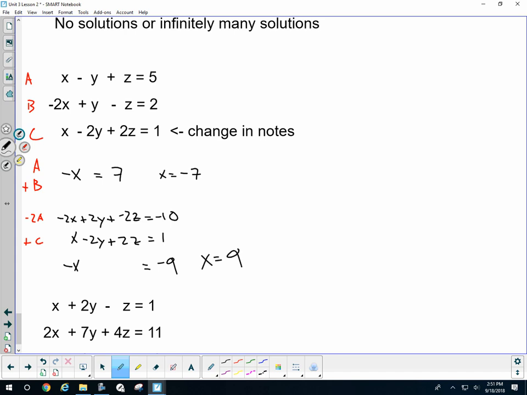So this should kind of scream something out. I'm not going to get the same answers. X can't be two things at once. Turns out these three equations will just never intersect in three-dimensional space. So if you ever see multiple solutions and they're not the same, that's your indication that there's no solution.